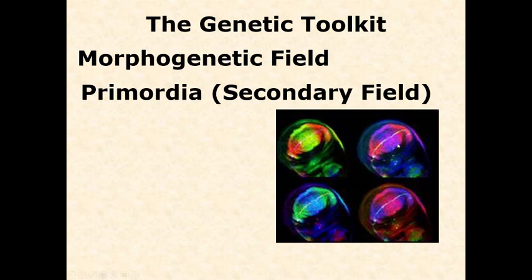But then we may have tertiary and quaternary and different subdivisions of those original fields. So the biggest primordia is just the animal itself. And we might divide it, as we will show you later on, into anterior versus posterior regions, and how we divide it into dorsal versus ventral.